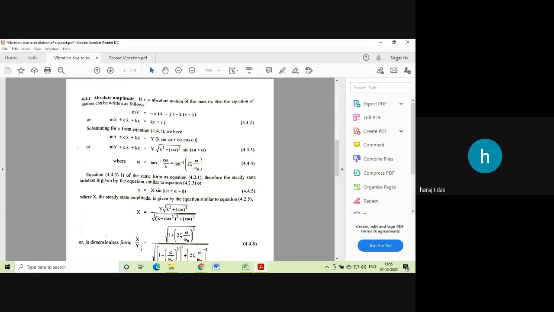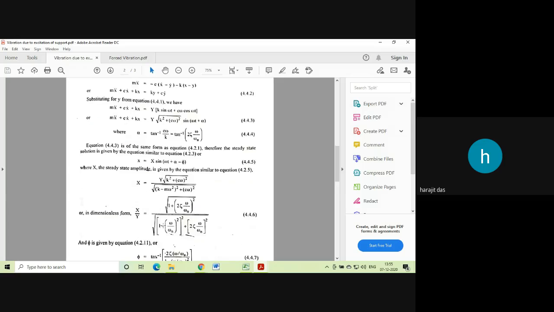x divided by y. And what is x? If I ask you what is x, this is the absolute amplitude. And what is y? This is the amplitude of vibration of the support. So if you divide it by k, c omega by k whole square. So c omega by k, I told you, is 2 zeta omega upon omega n, whole square. So you just need to divide it by k.